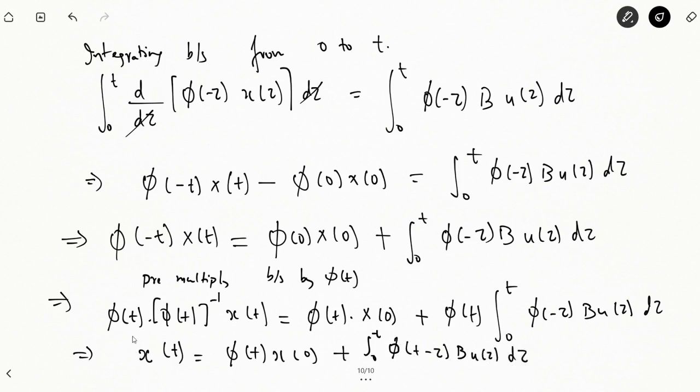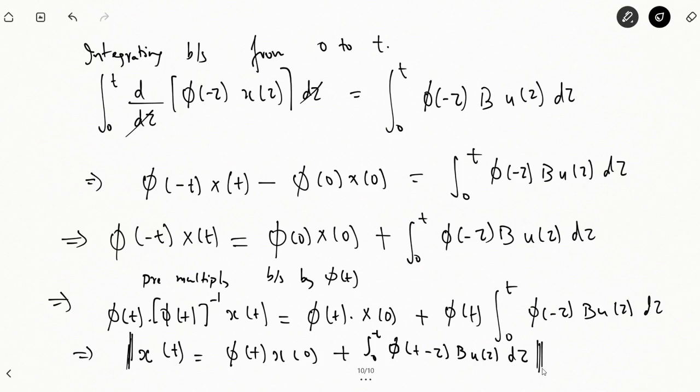So this is basically the solution of the state equations, the equations that represent non-homogeneous state equations. Fine. Here your system is stimulated by an external input. It's forced by an external input u.